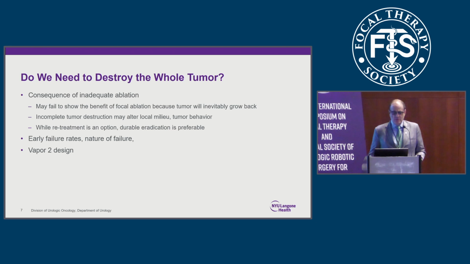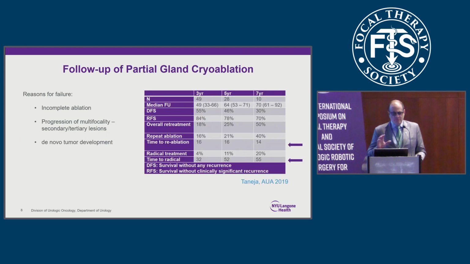Do we need to destroy the whole tumor? Well, I think so. There's a consequence of inadequate ablation, and that is that the tumor will inevitably grow back at the margin, and we'll see margin failure. I think early failure rates are typically due to that, and I'm currently overseeing a clinical trial called the VAPOR-2 study. We designed that study to allow for retreatment, but we still designed the intervention to try to maximize the chance of complete tumor destruction at the first go. There are several reasons people fail, or focal therapy fails rather. One is incomplete ablation.